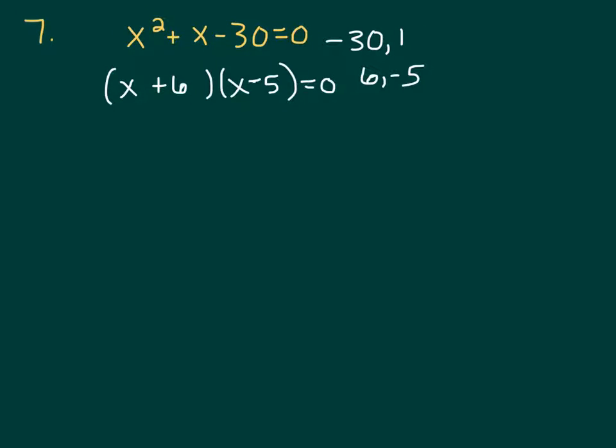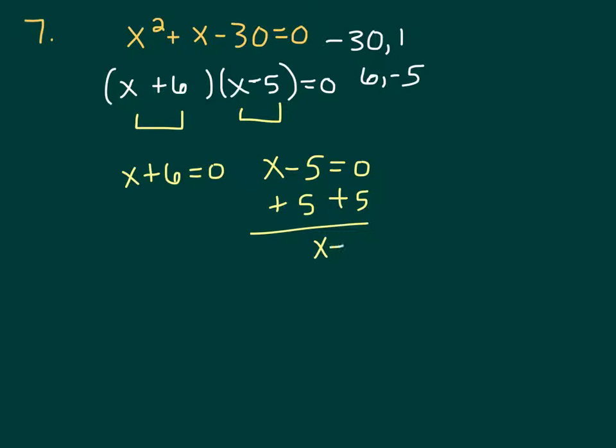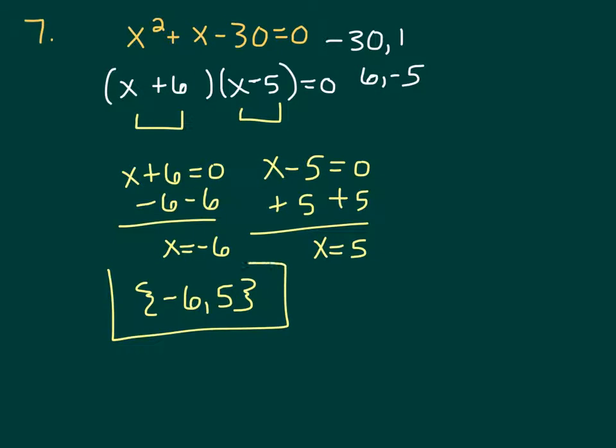equal to 0. So set each factor equal to 0. x plus 6 equals 0, or x minus 5 equals 0. We'll make the whole thing equal to 0. So that's a solution. So minus 6, x equals negative 6 and 5 in solution sets. And that's your final answer for 7.